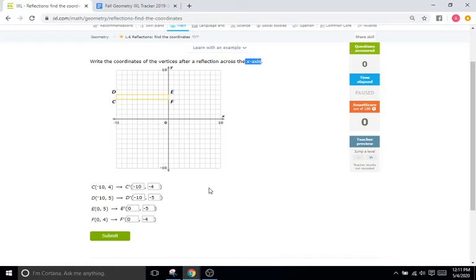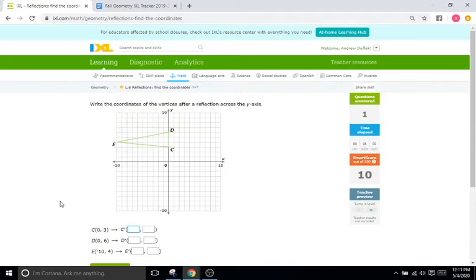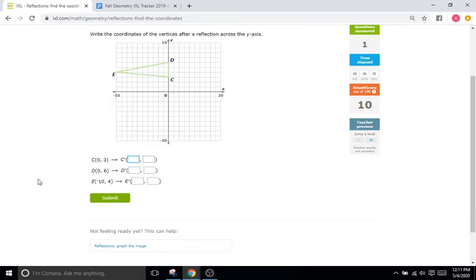For y, it's going to be the same except reverse. So the y is going to stay the same, but the x is going to change. So you can keep an eye out for that, but whatever you want to do, as long as you get the correct answer, is a-okay. Good. Okay. So same deal here. This is across the y-axis. So let's practice that rule.